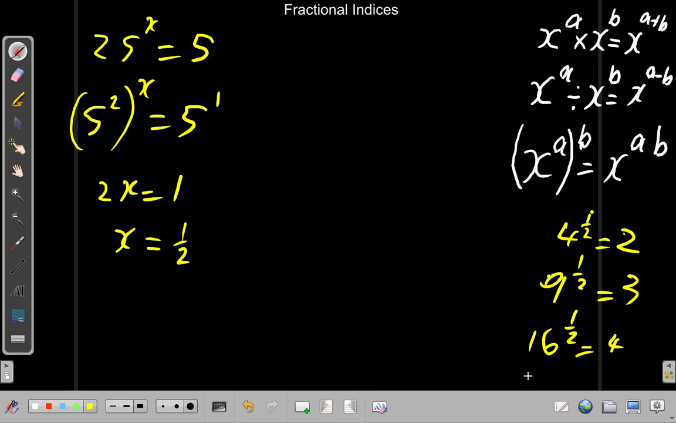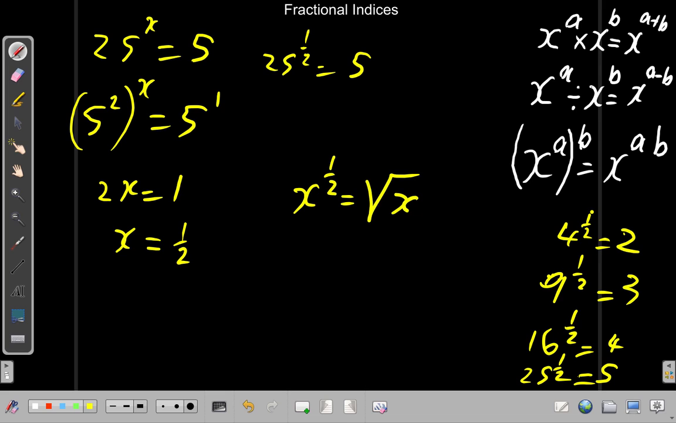When you transpose for x, x equals a half. So therefore 25 to the x, which is 25 to the half, equals 5. But the square root of 25 is 5. This seems to be saying that a number raised to the power of a half means the same as the square root of that number.